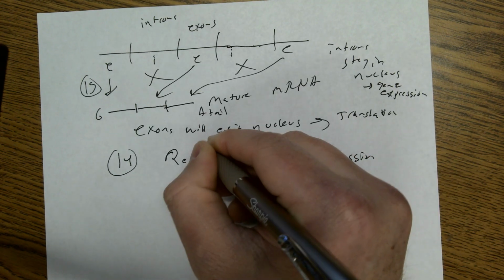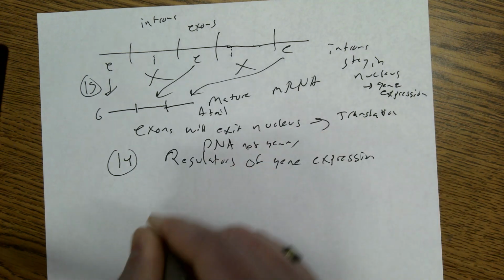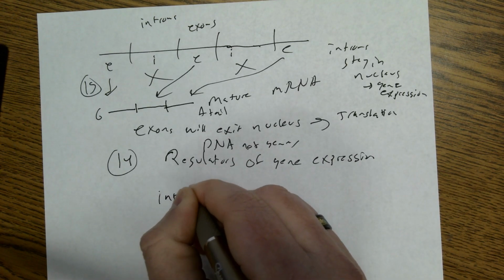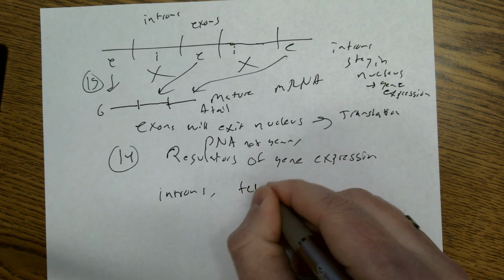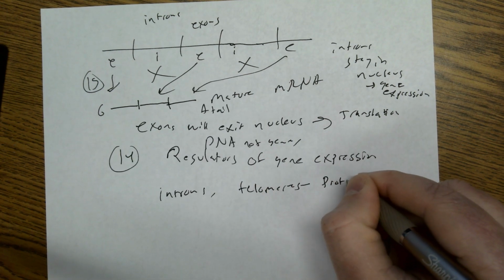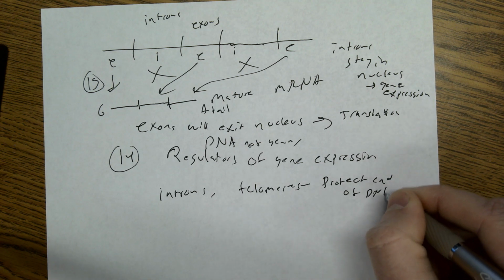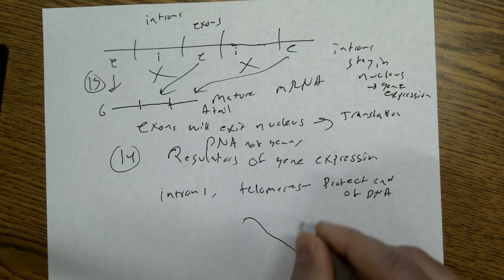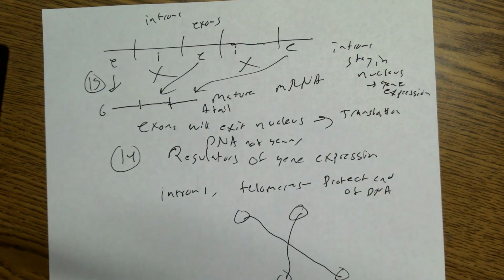So these are other parts of DNA, DNA, not gene. We have introns, we talked about those already. They can be used for gene expression regulation too. Telomeres, this is another one. Telomeres protect the end of the DNA from damage, or the ends of your chromosomes. So if your chromosome looks like this, DNA at the end would be telomere DNA.